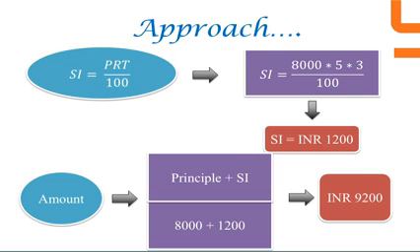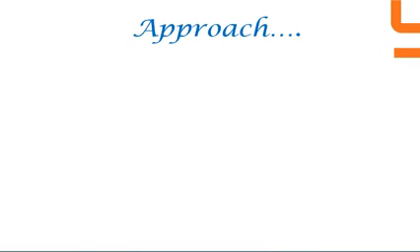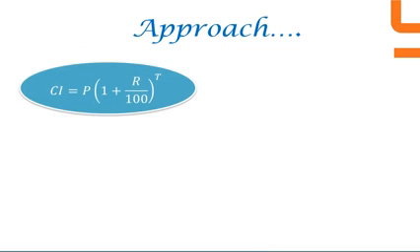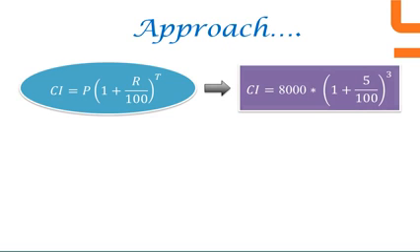Now the next part of the question deals with compound interest. To calculate compound interest, the basic equation is CI equal to P into 1 plus R by 100 the whole raised to T, where P, R and T are principal, rate and time respectively, as in the case of simple interest, and CI is the compound interest. To find out the compound interest on the same P, R and T, substitute their values in the above equation and get the answer. That is, compound interest equal to 8,000 into 1 plus 5 by 100 the whole raised to 3.